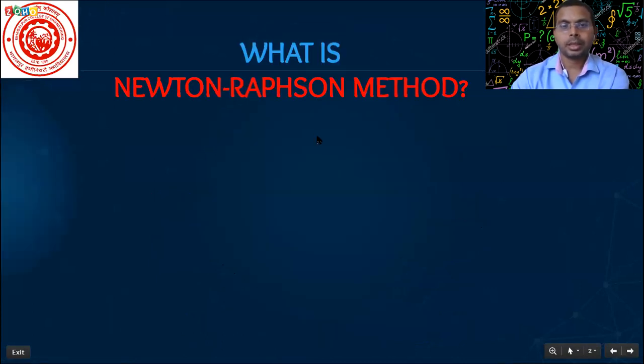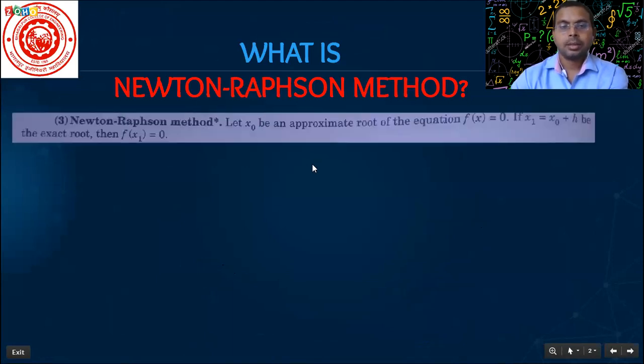So let me start. What is the Newton-Raphson method? It is nothing but a way to solve equations. If you have to solve the equation f(x) equal to 0, let x0 be an approximate root of the equation f(x) equal to 0. Now, if x1 equal to x0 plus h is the exact root, then x1 must satisfy f(x) equal to 0. That means f of x1 must be equal to 0.